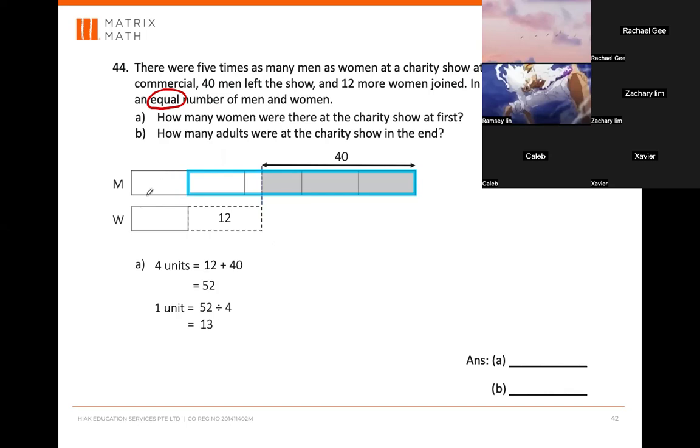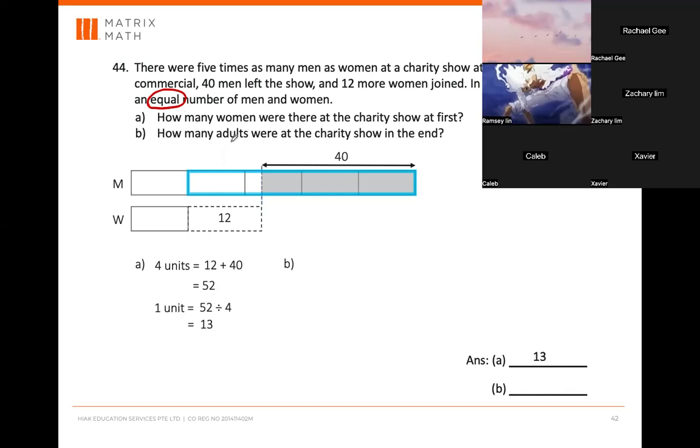So students, you need to make sure that you draw the models correctly. Don't draw the model too small. Try to draw it bigger so that you can see how much you remove and how much you add, and they will be the same. If it's too small, it's very hard for you to see. So how many women were there at the charity show at first? Women, how many? 1 unit, right? So that means women had 13 at first.